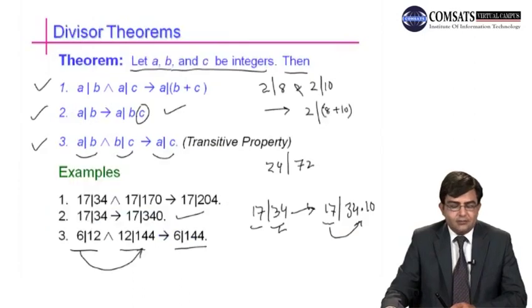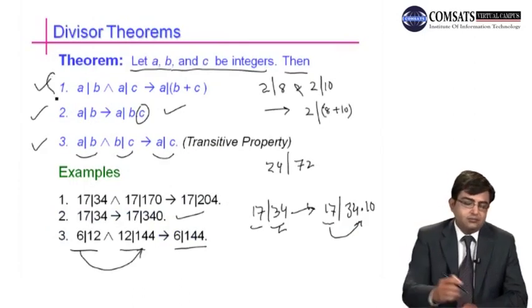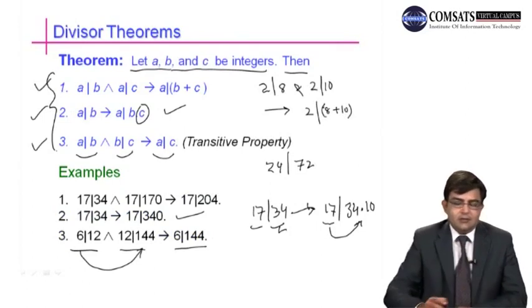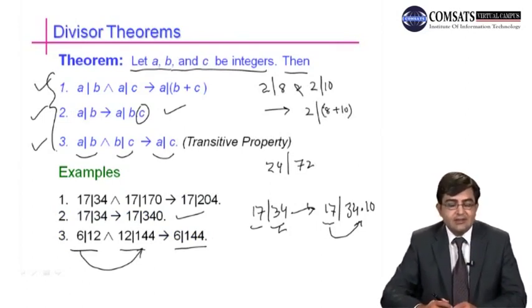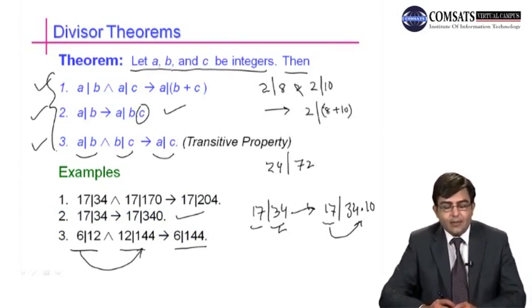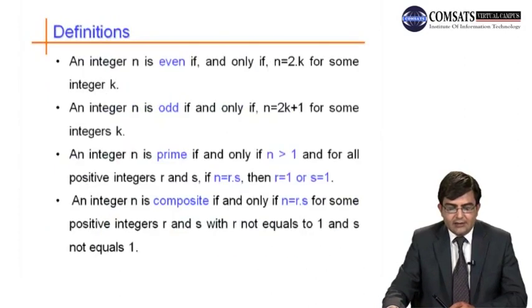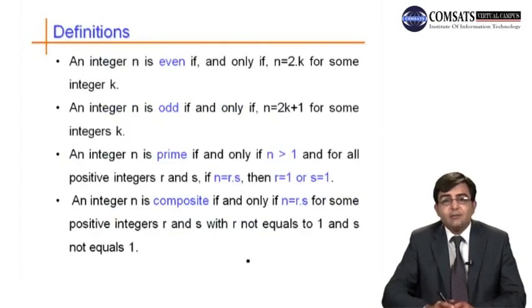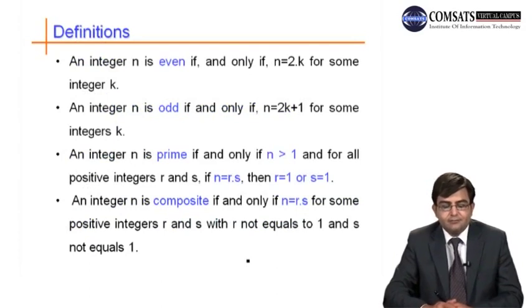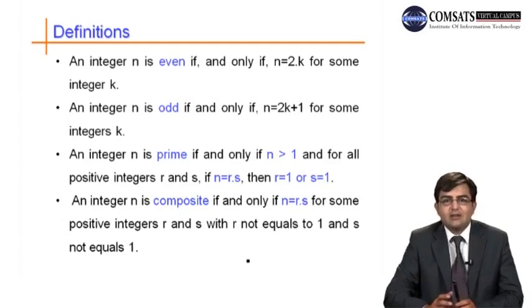So we have these three results now, and these three results are basically the very basic results of division. Now the next is some definitions of integers. What is an even integer? Because we shall frequently use even integers, odd integers, prime numbers. What is a composite number?